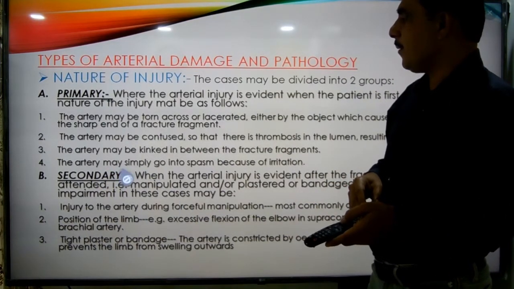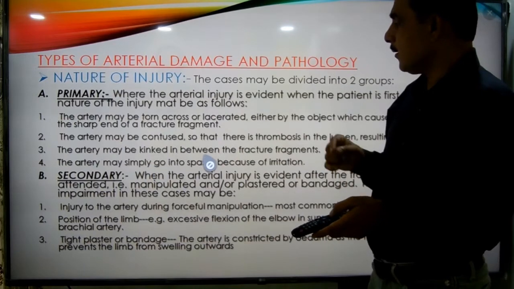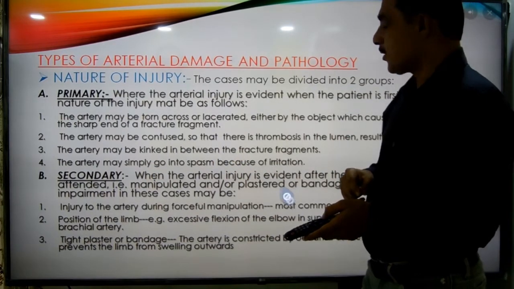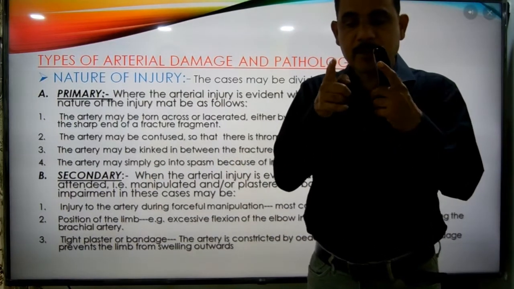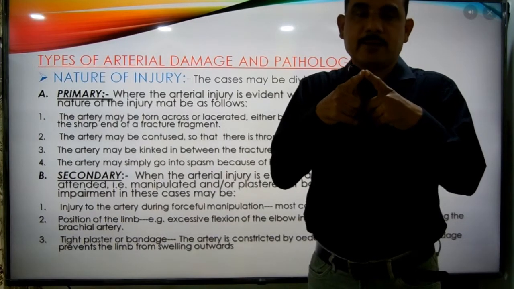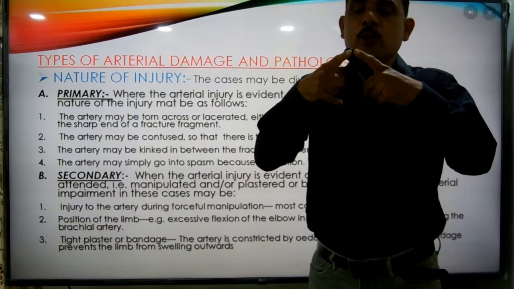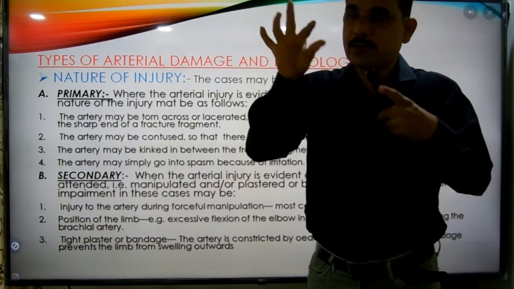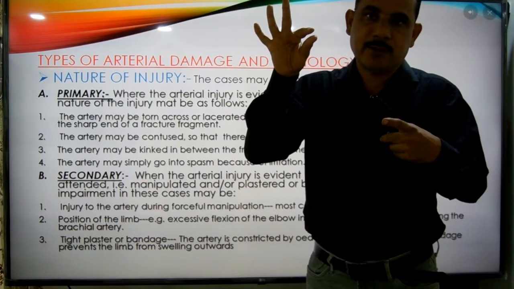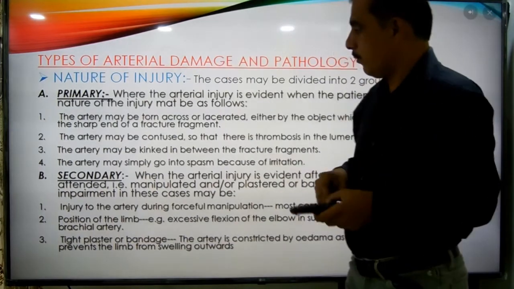Then there may be a kinking in between the fracture fragments. The artery may get impinged or kinked. Kinking of the artery may occur in between the two fracture fragments, and it will get compressed by them and will cause impaired blood flow.